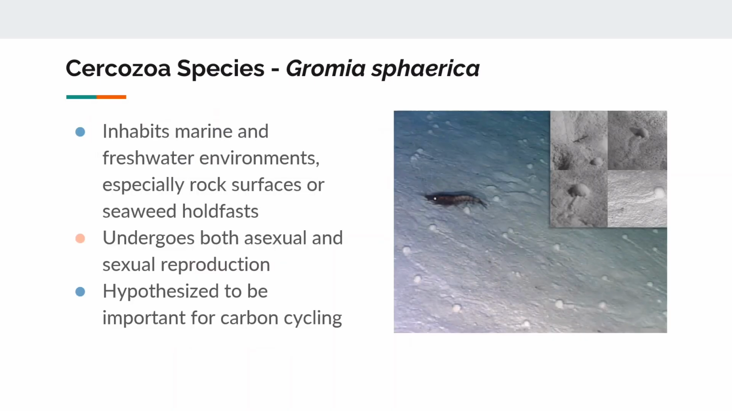The Gromia spherica usually inhabits marine and freshwater environments, especially rock surfaces or seaweed holdfasts. It undergoes both asexual and sexual reproduction, and it is hypothesized to be important for carbon cycling.